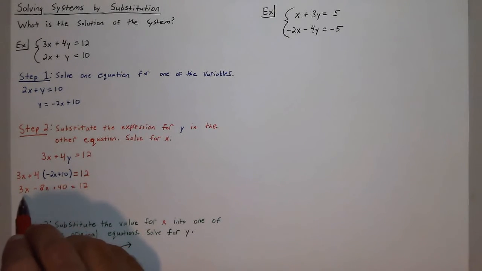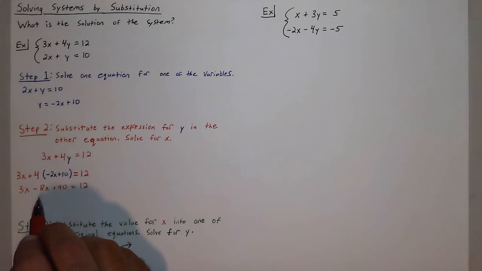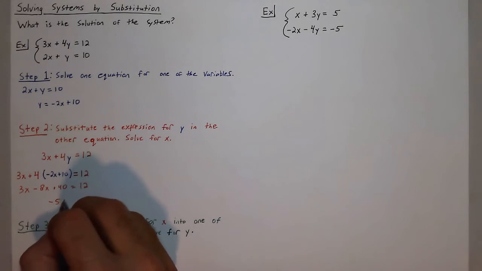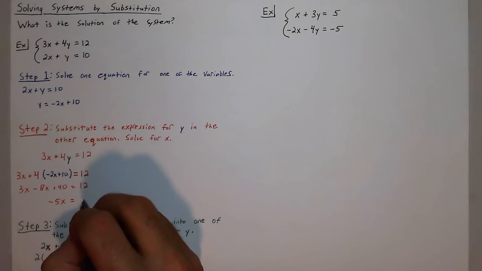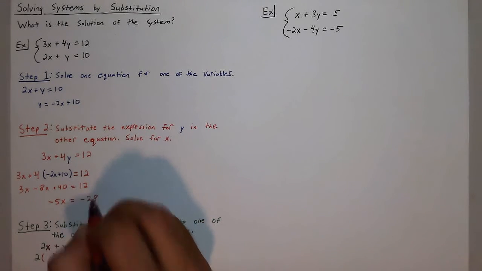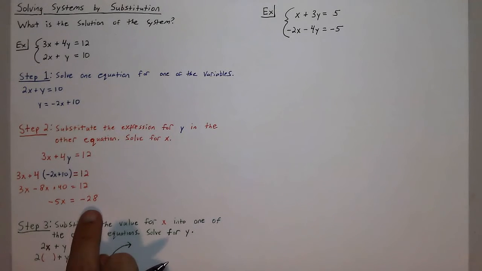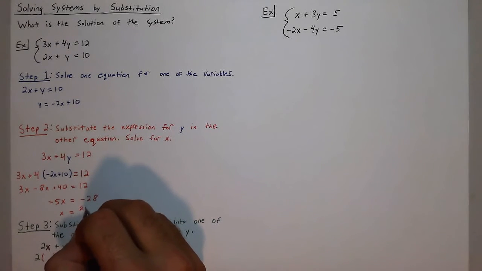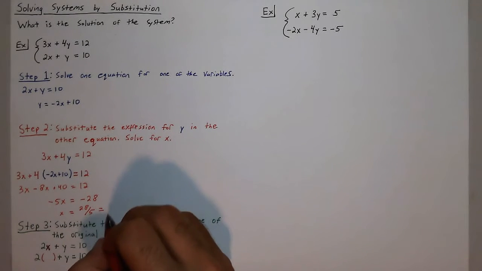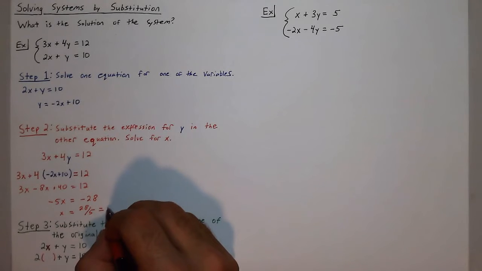I can combine 3x minus 8x, which is negative 5x, and I can subtract 40 from both sides, and that will give me negative 28. And now I can divide each side by negative 5. That will give me the fraction 28 over 5, or the decimal 5.6.